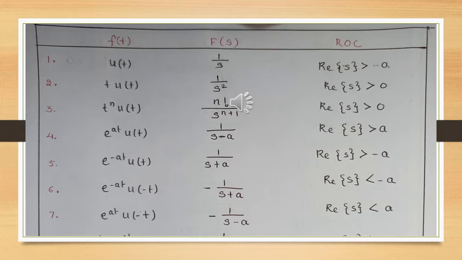Second signal is t into u of t. Laplace transform of this signal is 1 divided by s square. Again, equating the denominator, we have s square equal to 0, that is s is equal to 0, and since this signal is accompanied with the right-sided signal u of t, we have ROC equal to real of s greater than 0.